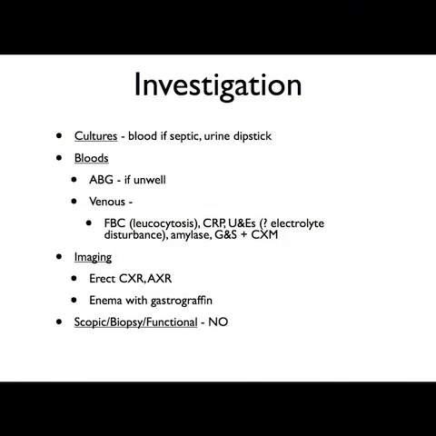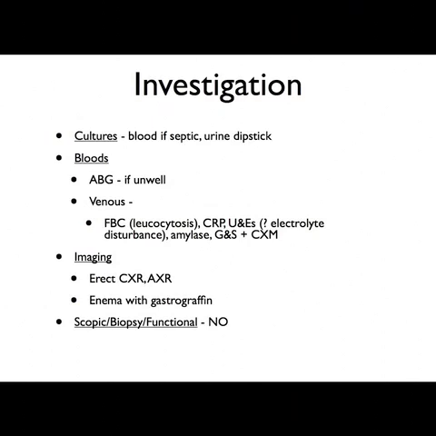Always do a PR. So investigations, we use our standard technique. Cultures, yes, if they're septic, you might want to do blood culture. You might also want to consider doing a urine dipstick. In terms of the bloods, an ABG, yes, if they're unwell. But venous is going to be important here, particularly looking for an infective process and a leukocytosis, also a raised CRP. U's and E's are important because if there's an electrolyte disturbance, this could be causing a non-mechanical. Yeah, non-mechanical. Amylase, because of the nature of abdominal complaints, always do an amylase. And if you're thinking about surgery, you want to do a group and save and possibly a cross-match.